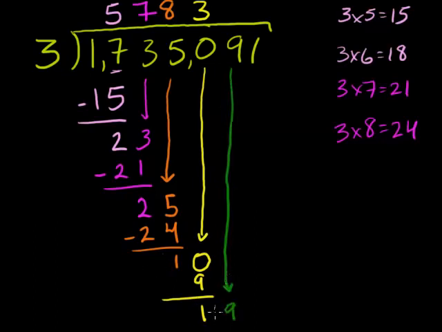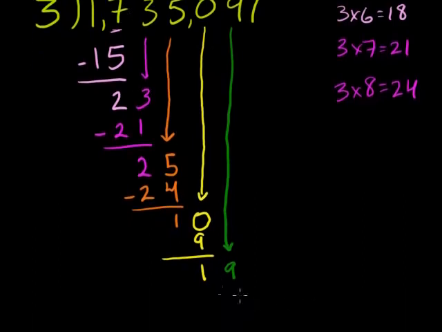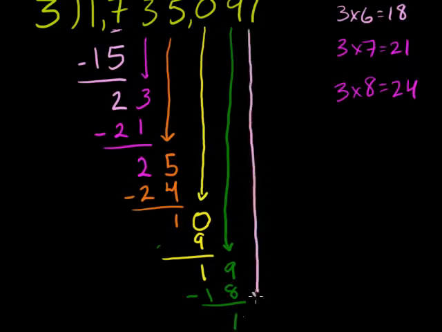3 goes into 19 how many times? Well, 6 is about as close as we can get. That gets to 18. So 3 goes into 19 6 times. 6 times 3 is 18. 19 minus 18 is 1. And then we're almost done. We bring down this 1 right there.